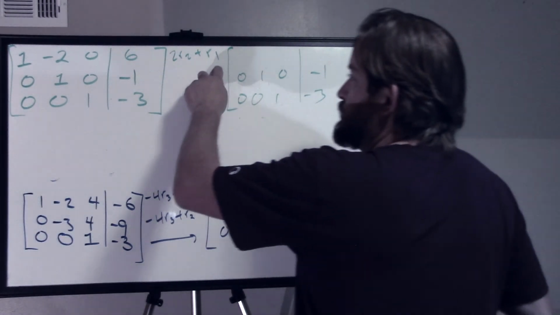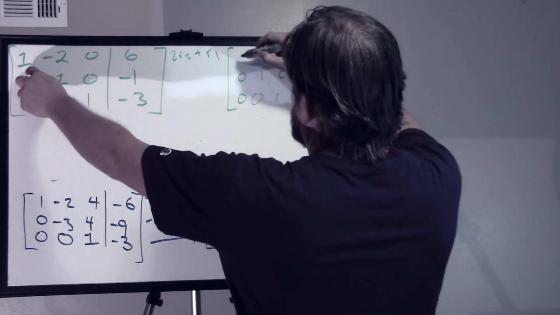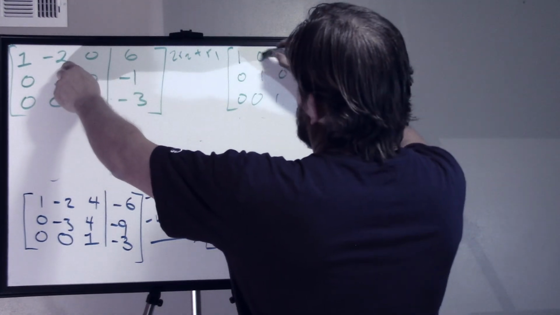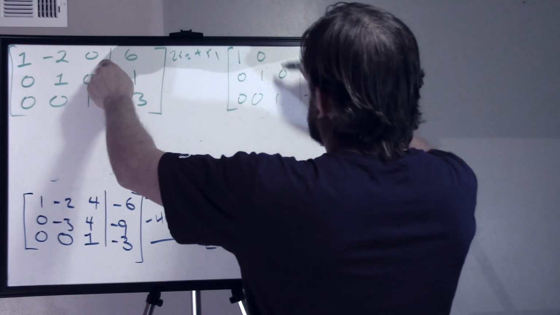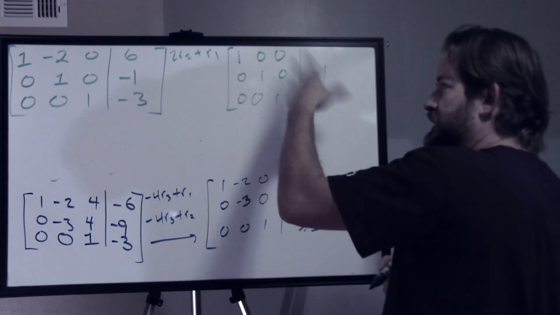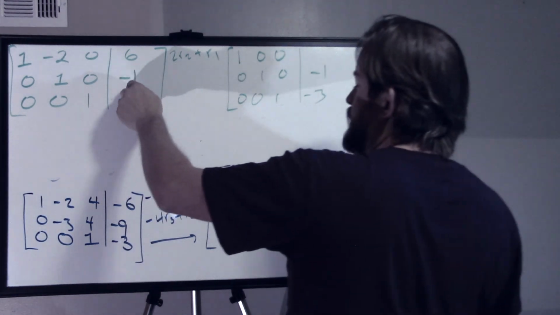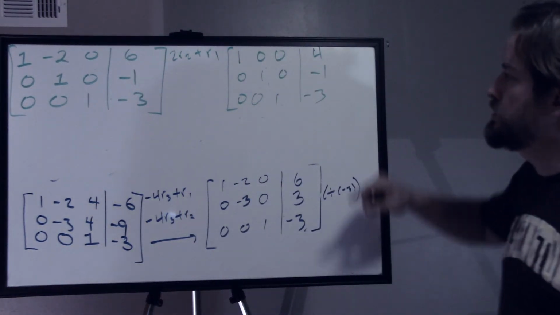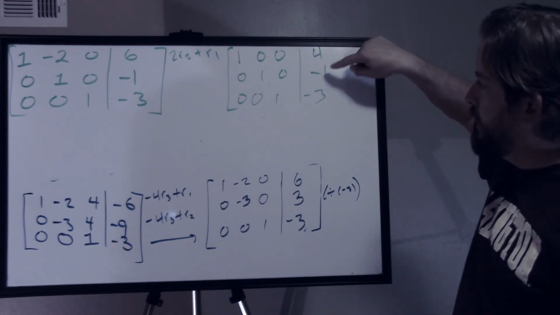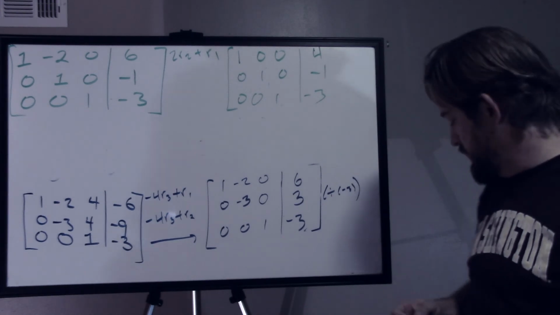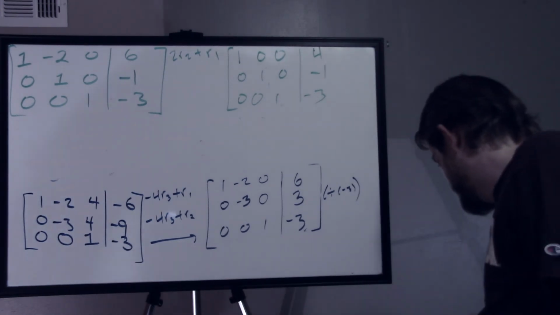2 row 2's plus row 1 is 2 times 0 is 0, plus 1 is 1. 2 times 1 is 2, plus -2 is 0. 2 times 0 is 0, plus 0 is 0. The left hand is exactly what I want, the diagonal of 1's and nothing else. 2 times -1 is -2, plus 6 is 4, and so my solution is x is 4, y is -1, and z is -3, unless I screwed up, but I hope I didn't.